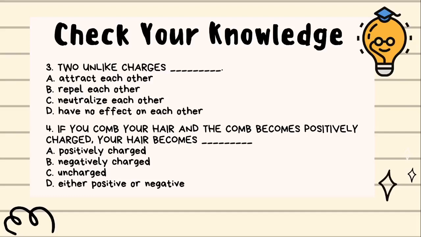Number 3. Two unlike charges, blank. A. Attract each other. B. Repel each other. C. Neutralize each other. D. Have no effect on each other.